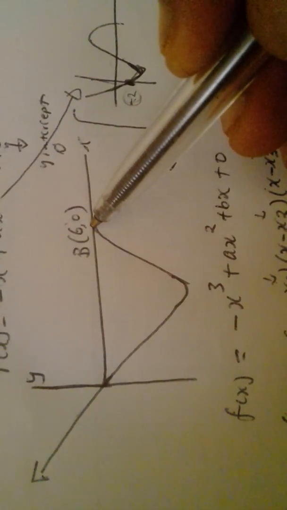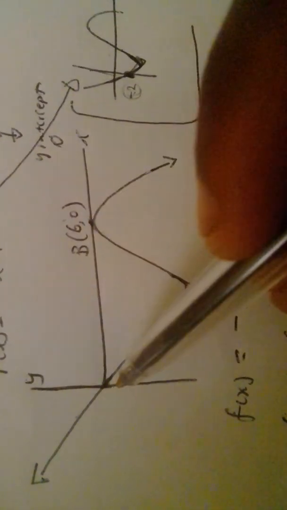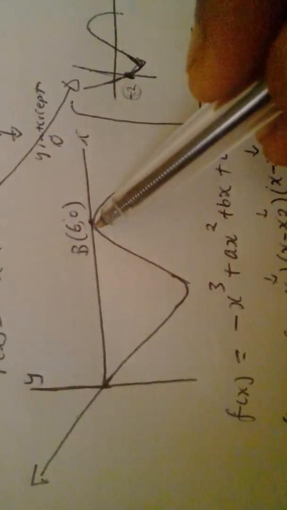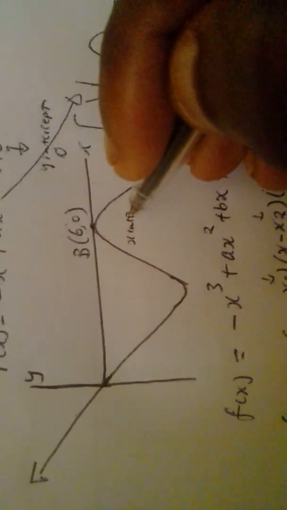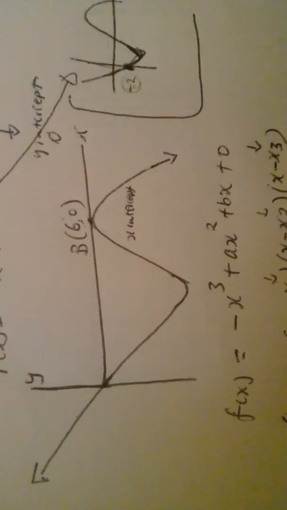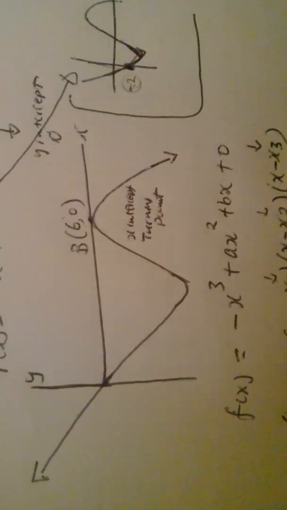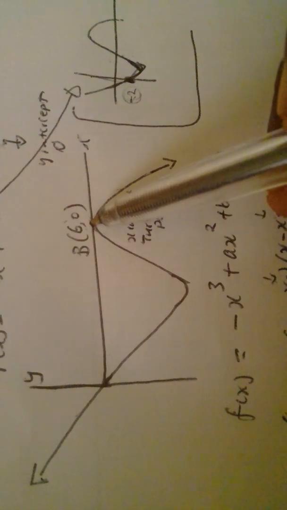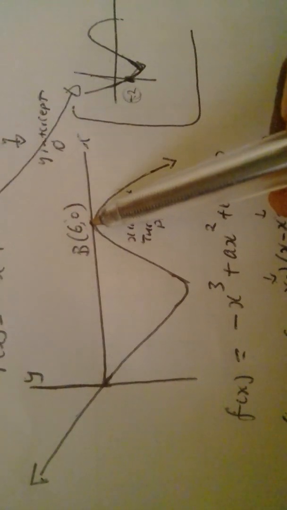So do I have x-intercepts? It seems like I have got two x-intercepts, which is the first one here is 0 and the other one is 6. But no, guys, this point of B is the x-intercept and it's also the turning point. So point B, we can see it turns. So it is the turning point and as well the x-intercept.